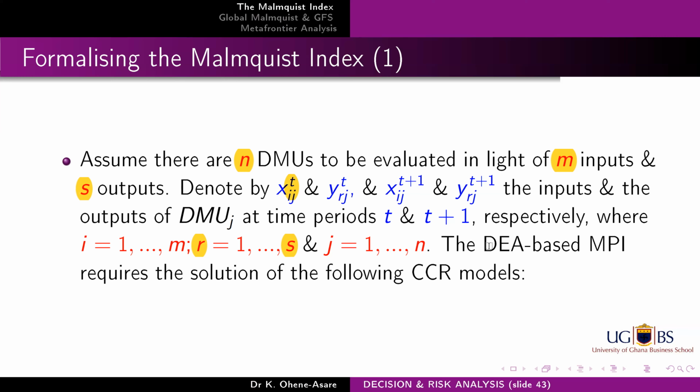Now, the DEA-based Malmquist Productivity Change Index will require that you formulate the following linear programming problem. Under constant returns to scale, this is how you model it. And this is important. You guys have learned how to formulate envelopment models and multiplier models. If you haven't learned that, check the previous videos, watch them, and master that.